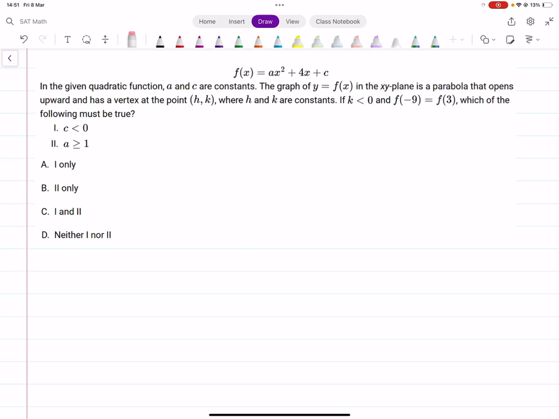Okay, let's try to process this information. We are given that the function is ax squared plus 4x plus c. So we have one coefficient given there. This is 4. And it's a parabola that opens upwards. That means it's a U-shaped curve like this. It looks like this, right? It's a U-shaped curve. And in this U-shaped curve, we are given that the vertex, that means the turning point, is (h, k). So this vertex is (h, k).